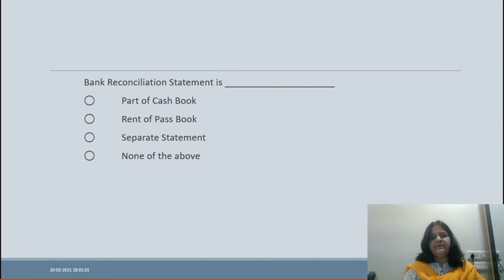Bank reconciliation statement is part of cash book, part of passbook, separate statement, none of the above. Its answer is separate statement. So this is all about bank reconciliation statement. Thank you very much.